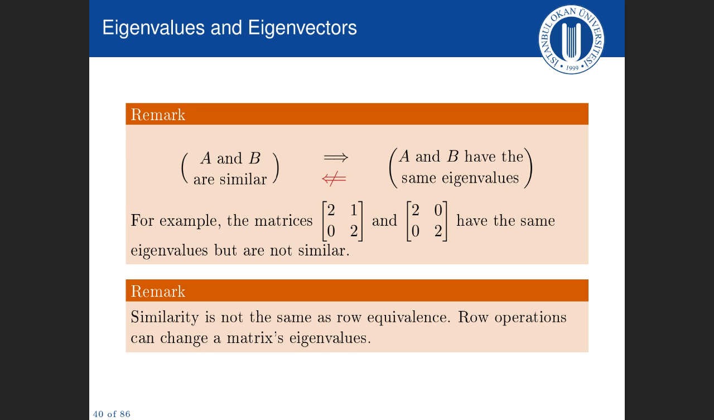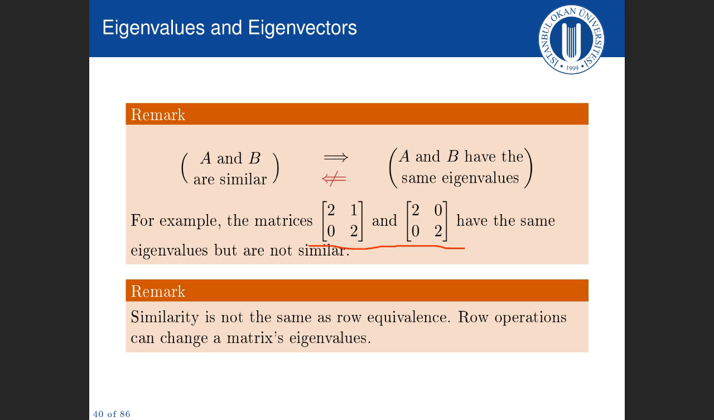Now, this implication goes one way. If A and B are similar, this implies that A and B have the same eigenvalues, but the converse is not true. It's not true that if A and B have the same eigenvalues, then A and B are similar. As a counterexample, I offer you these two matrices, [2, 1; 0, 2] and [2, 0; 0, 2].